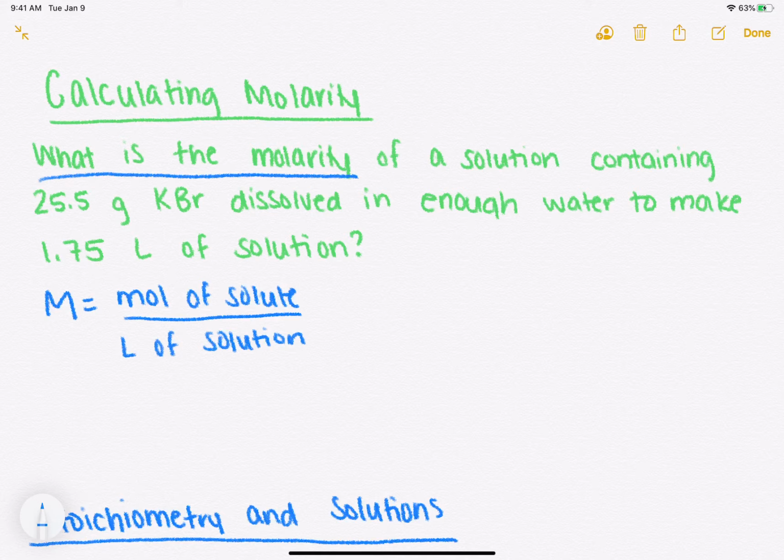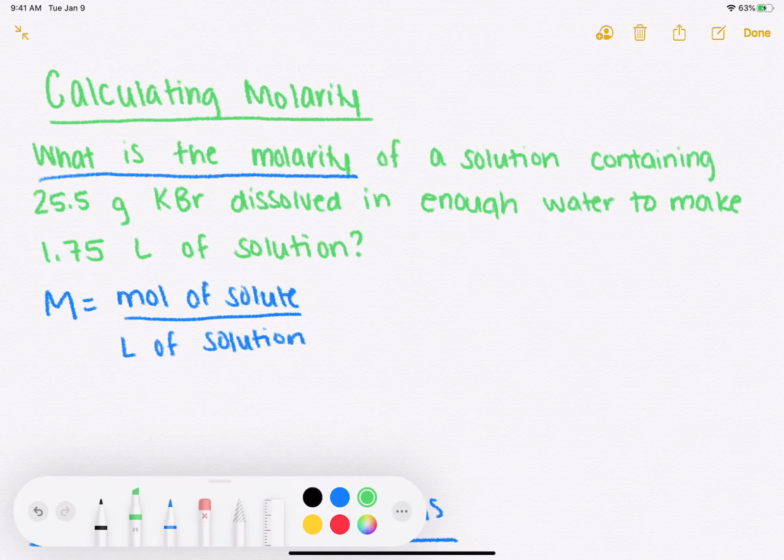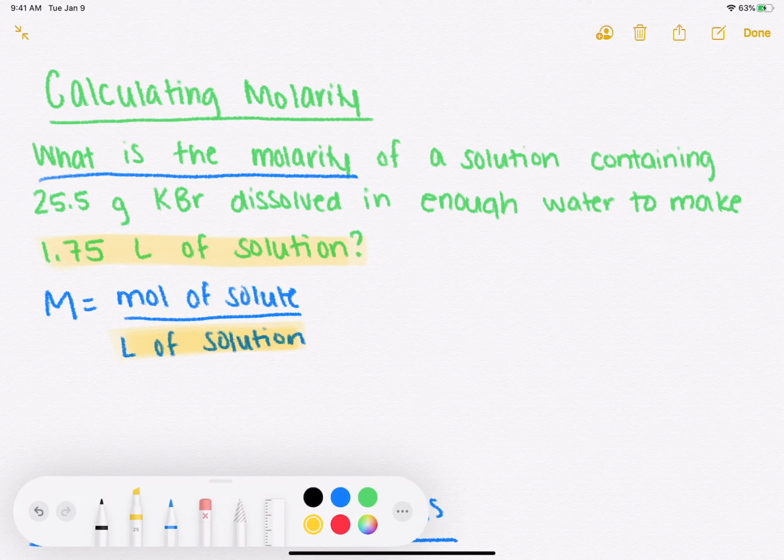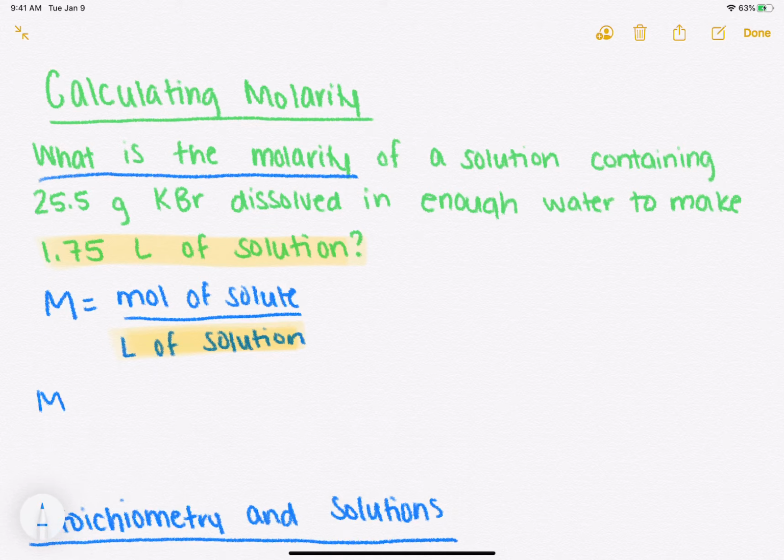Now we're going to have to do some calculations to fill in some of these variables. One of them is already given to us. As you can see, we already have the liters of solution, so we can fill that in to the denominator where it says liters of solution. So we have molarity equals moles of solute over 1.75 liters of solution. Now we have to figure out the moles of solute.